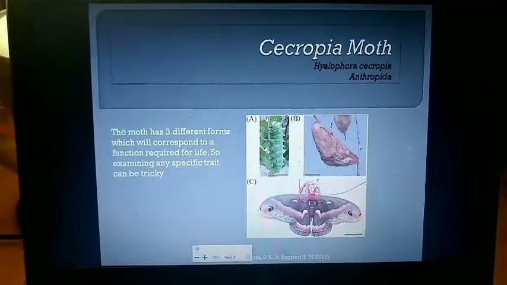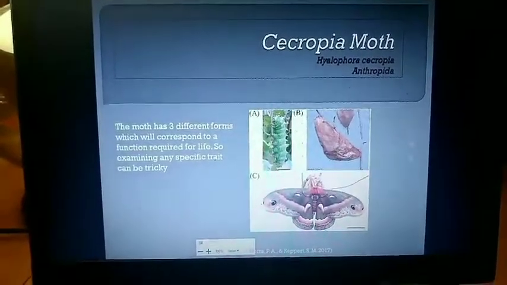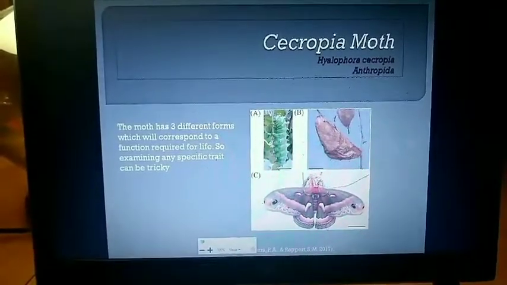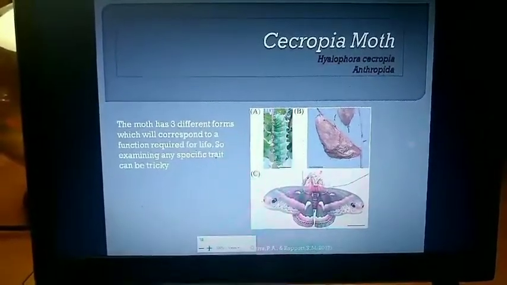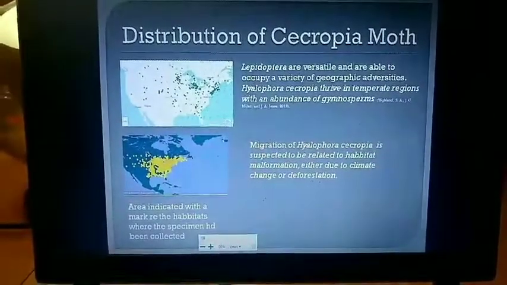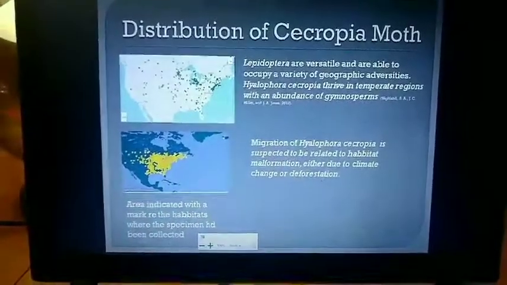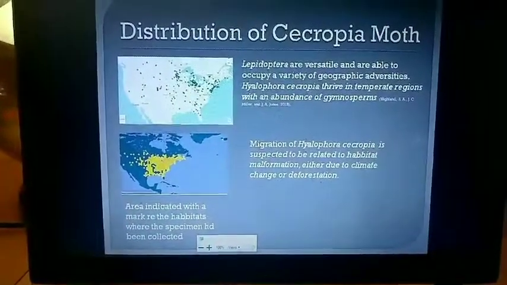The Cecropia moth, like many other moths, has three different stages of life. Each form provides a pivotal function for life to occur. Distribution of the Cecropia moth is primarily on the east coast of the Western Hemisphere in temperate regions.